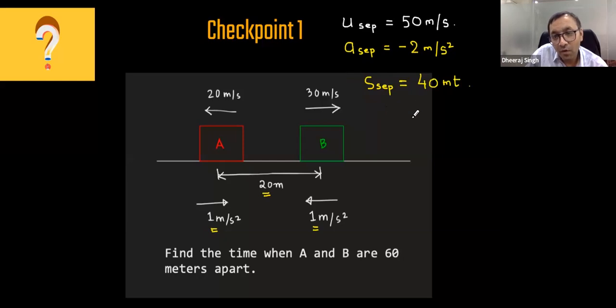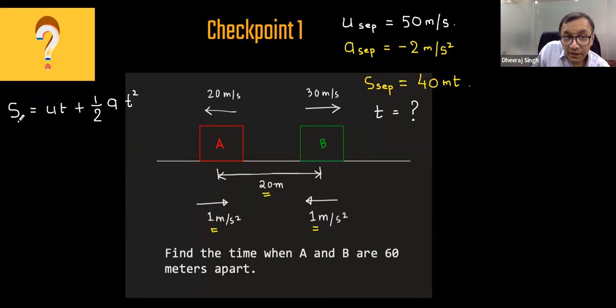They're asking t for it. t is what? So which equation will you use? You can use S equal to ut plus half at square. That is a surprise, everyone. The same equation, you can use it for approach or separation. All the displacement, velocity and acceleration should be of approach or all of them should be of separation. You can still use this.